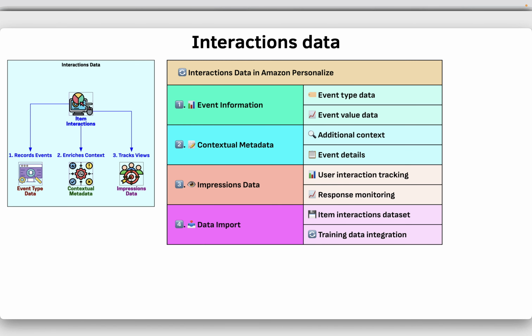First type, interactions data. An interaction is an event that you record and then import as training data. Amazon Personalize generates recommendations primarily based on the interactions data. Interactions data can include event type and event value data, contextual metadata, and impressions data. You import interactions data into an item interactions dataset. So there's something specific to Personalize, it's called the item interactions dataset.